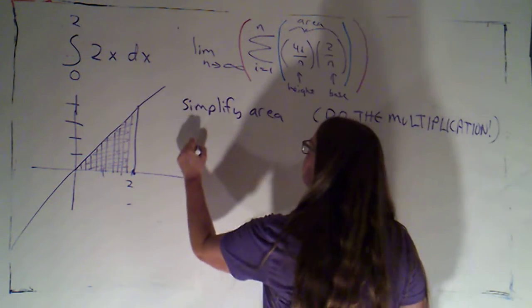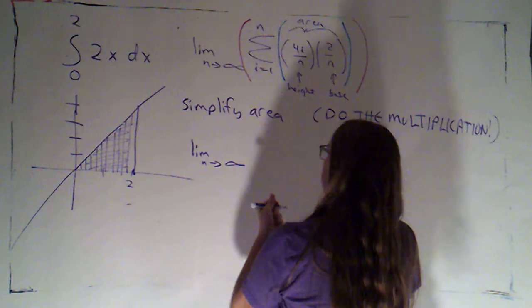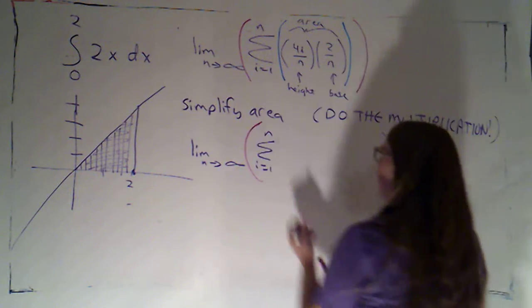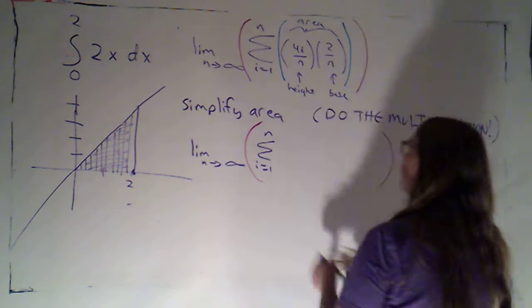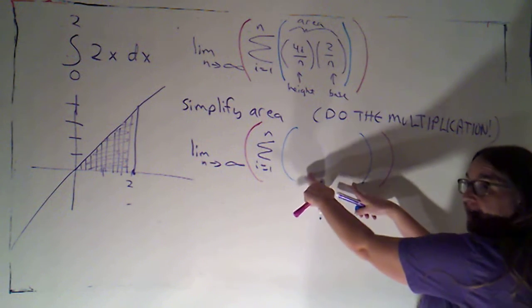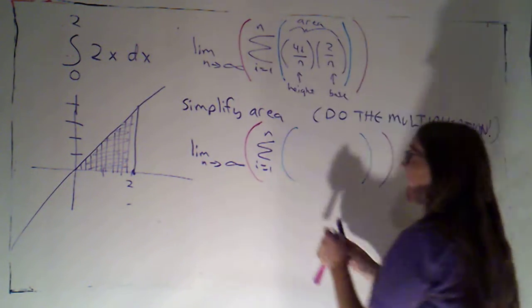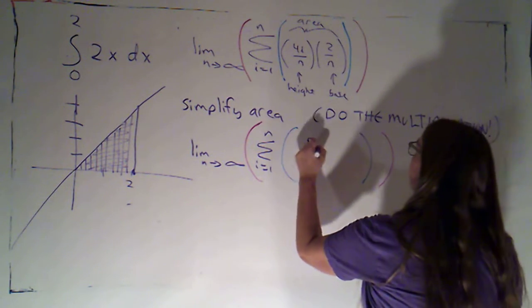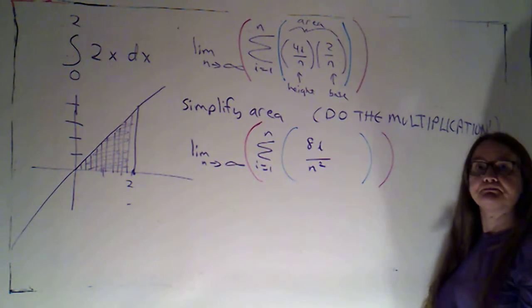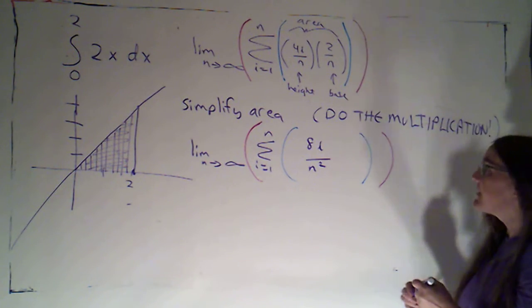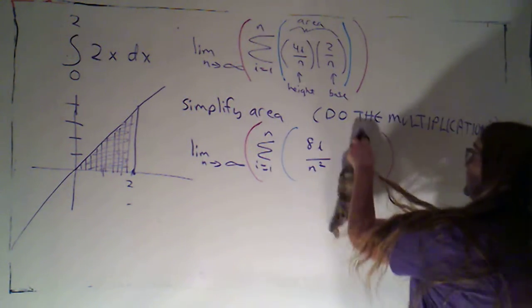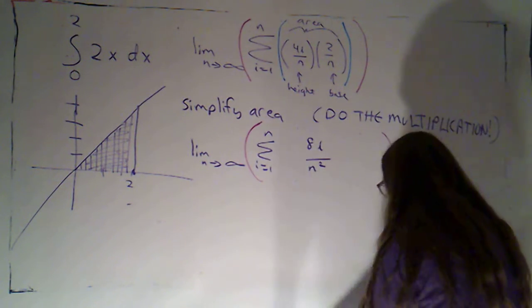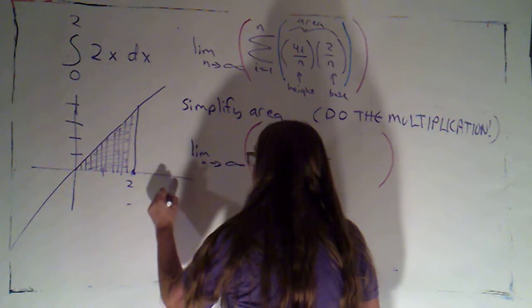So I'm going to say this is the limit as n goes to infinity of the sum as i goes from 1 to n. Now that shell is just sort of hanging out there while I simplify this area. So I'm doing all the work inside of these blue parentheses here. And all I'm going to do is do that multiplication. That's 8i over n squared. Excellent. Okay. So once I've done that, I've simplified as much as I can what's inside of those parentheses. So now I can work my way out. I want to simplify the sum.